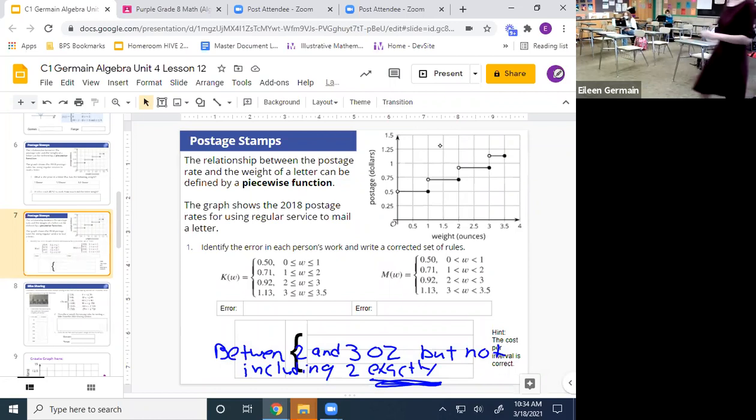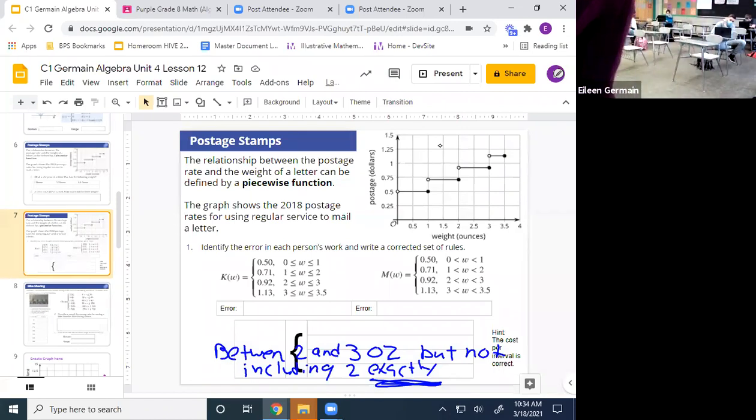So I want you to take 1 minute right now to look at and see if you can identify the error in each one of these. Each one of them has a slight error. The costs of the intervals are correct, so don't be like, oh, it's not 92, it's not 71. No, the costs are correct. It's something different that's wrong.